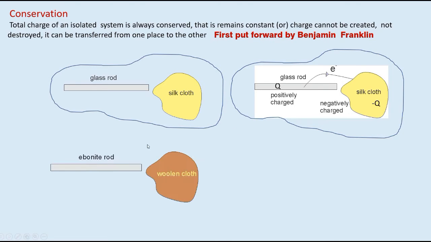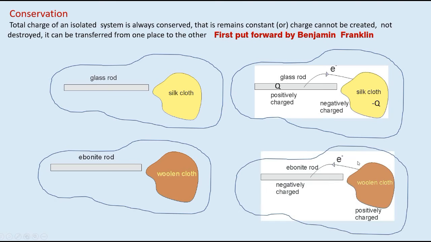Right. Now another example: ebonite rod, woolen cloth. The ebonite rod is rubbed with the woolen cloth. The ebonite rod would become negatively charged, the woolen cloth will become positively charged. That means now the electrons have a tendency to go from the woolen cloth to the ebonite rod. However many electrons the woolen cloth loses, so many electrons the ebonite rod gains. Here also the charge will be equal in magnitude. Ebonite rod say minus q, woolen cloth plus q. Total charge will be 0 even after the rubbing phenomenon.